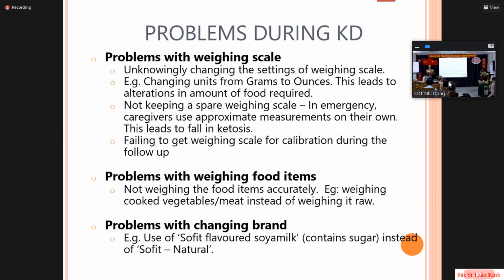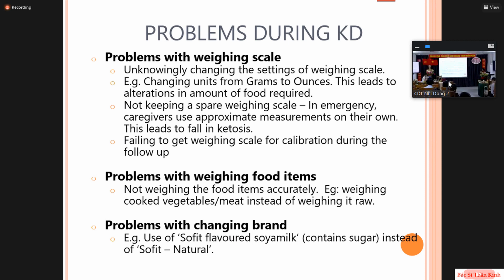Next is problems with weighing the food items. Many caregivers don't weigh the food items accurately. For example, weighing cooked vegetables and meat, which will obviously have moisture. So we always ask them to weigh it raw. And all these things we have to keep on emphasizing at each follow-up, at least at the initial stage.